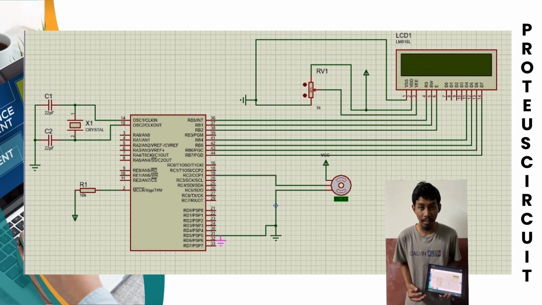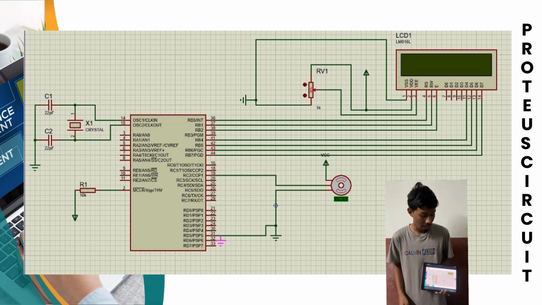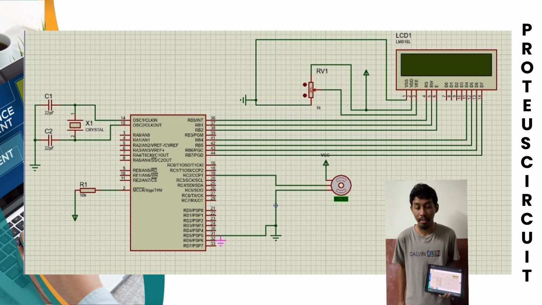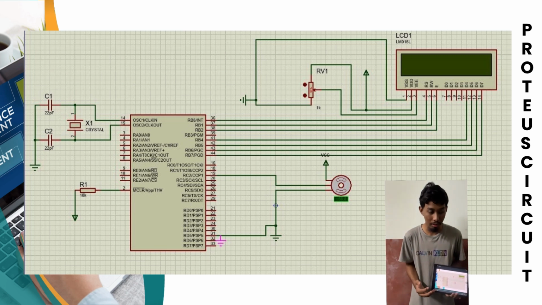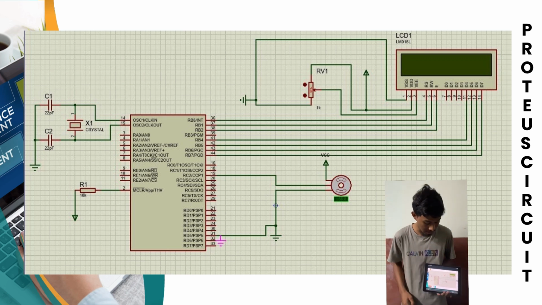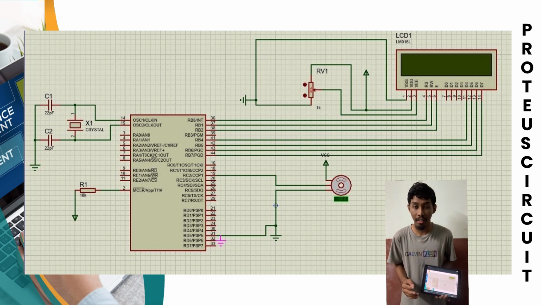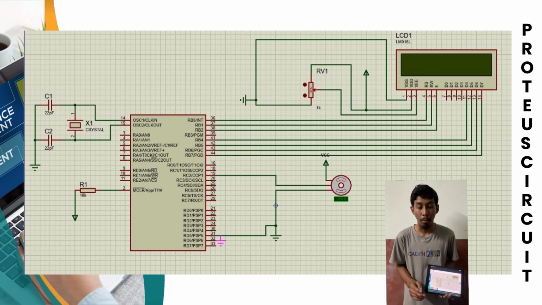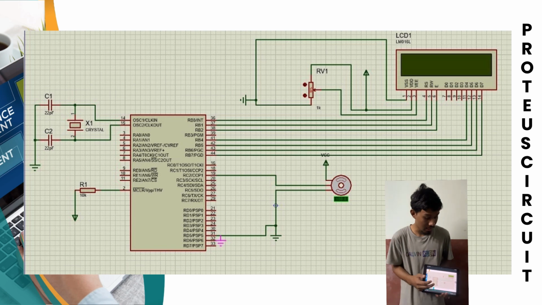Explain about the circuit design of servo motor on LCD in Proteus. The components we use to create the circuit design are PIC 16F877A, crystal oscillator, 2 capacitors, resistor, servo motor, potentiometer, LCD, power and ground.